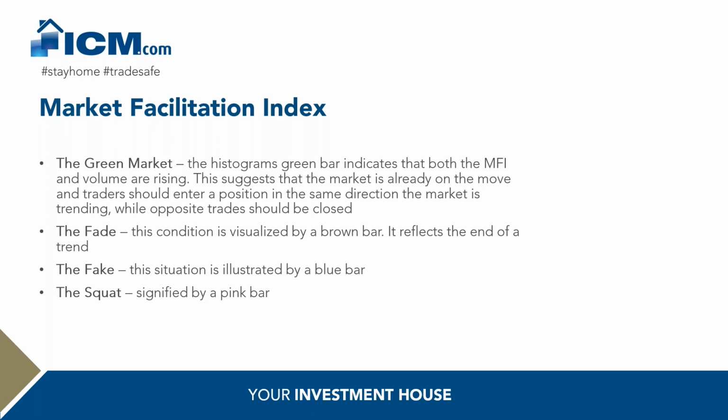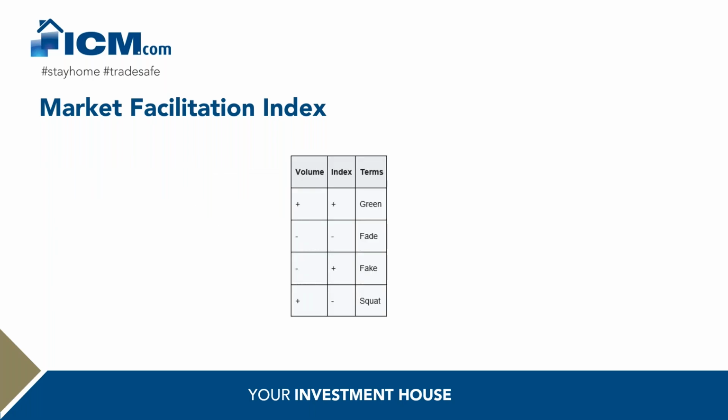So when you go to the third one, which is a blue bar, which is called a fake. As I said, there's a green bar which comes with the positive, where both are in the same direction. To understand it clearly, you can see the table here, which gives a clear explanation about what exactly the parameters indicate. So there is volume, there is index, right? You can see the green color, the fade, the fake, the squat. If you see the two are on the rising side, the market is on the trending side. When you see the fade, which is a brown bar, it means both are on the downside. That means the volume has reduced. There is a reduction in your MFI index. So that means you have to exit your position.